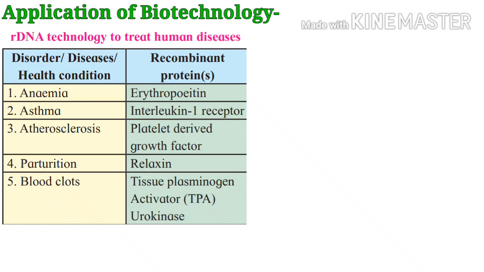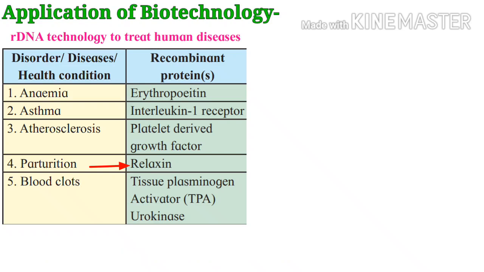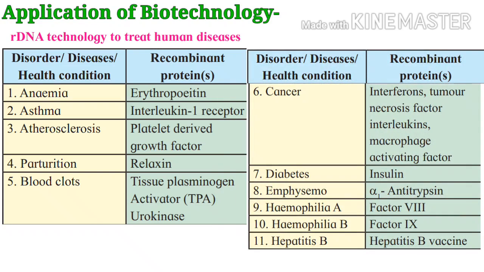Another condition is parturition, that is the time of baby delivery. During this time, the main hormone that plays a role is relaxin. This relaxin hormone can also be developed by recombinant DNA technology. Then another is blood clotting. For blood clotting, tissue plasminogen activator, that is urokinase, can be developed by using recombinant DNA technology. These are also examples of recombinant DNA technology, that is urokinase, or in short TPA, tissue plasminogen activator.